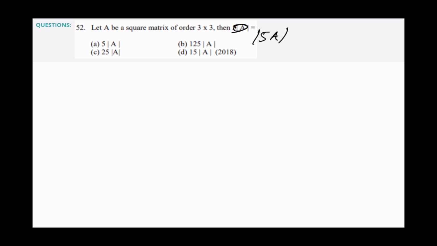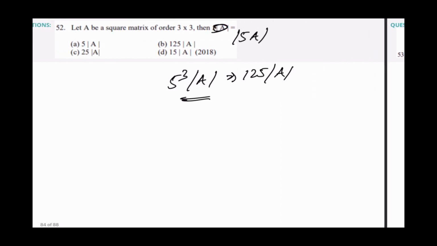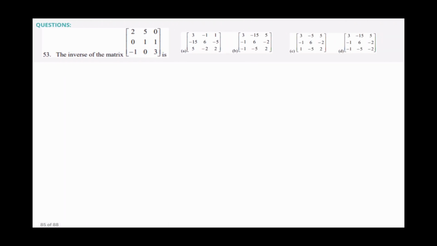Now, again, a very simple question that keeps repeating all the time. This will be like mod of 5A. So it will be basically 5 cubed, since it's of order 3, into A. So that will be equal to 125 of det A. Okay, not mod, det, sorry. Now let's see the next question. We have to find the inverse.